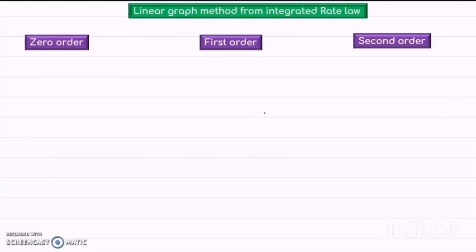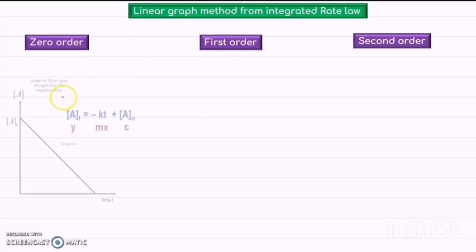We will start with the linear graph method, from the integrated rate law, as we already learned from our previous discussion. For zero order, we will plot graph A versus t to get our straight line. So, if you have a set of data, concentration of A with time, and you plot the graph of A versus t, and you get a straight line with a negative slope like this, your order of reaction is zero order.